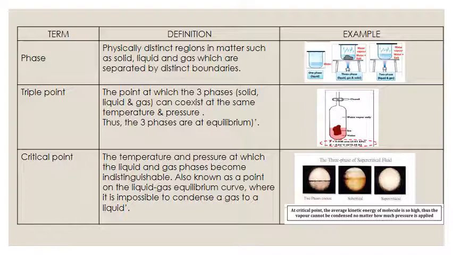So at critical point, the average kinetic energy of molecule is so high, thus the vapor cannot be condensed no matter how much pressure is applied. Kalau kita sebut tentang vapor, kalau kita tengok vapor kita in real life, vapor kita sebenarnya bawah critical point. Sebab tu vapor kita still boleh condense kepada liquid. Okay.